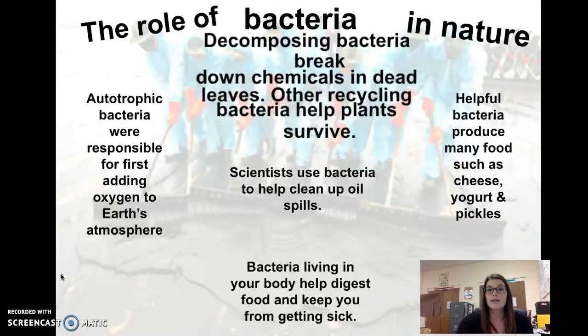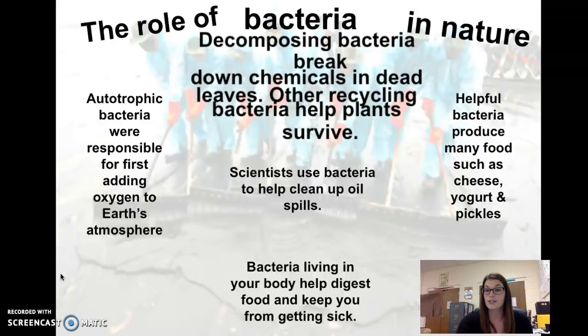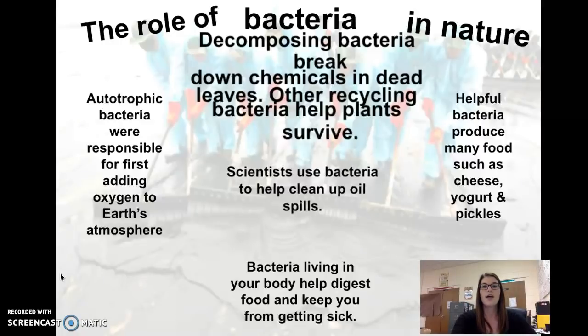So the first one is decomposing bacteria. As I just mentioned, they can break down chemicals in dead leaves. Other recycling bacteria help plants survive, like we talked about with the nitrogen cycle. There's a certain type of bacteria on the roots of types of plants called legumes. And when nitrogen gets into the soil, those bacteria actually change that nitrogen into a different form so that the plants can use it to make proteins and grow big and strong.